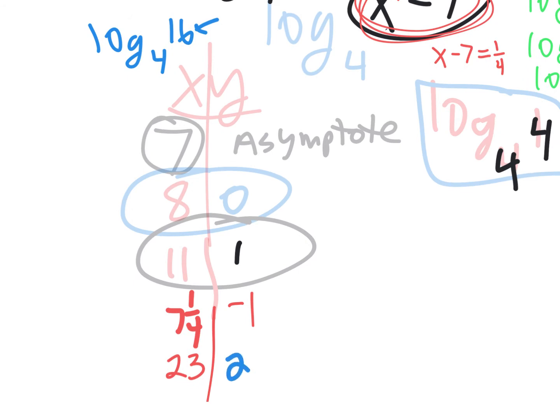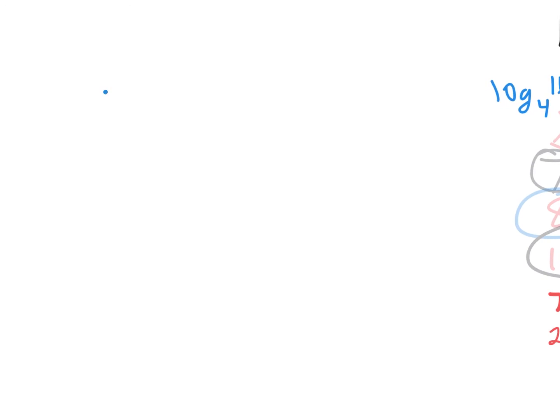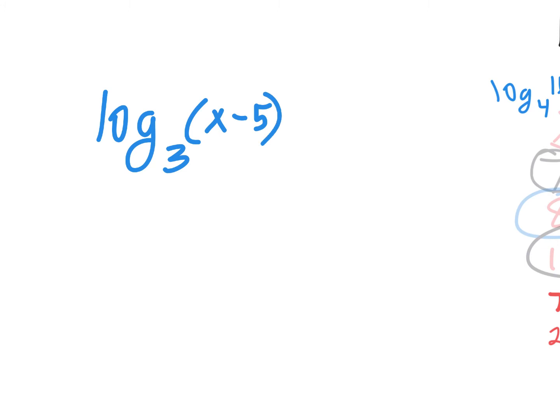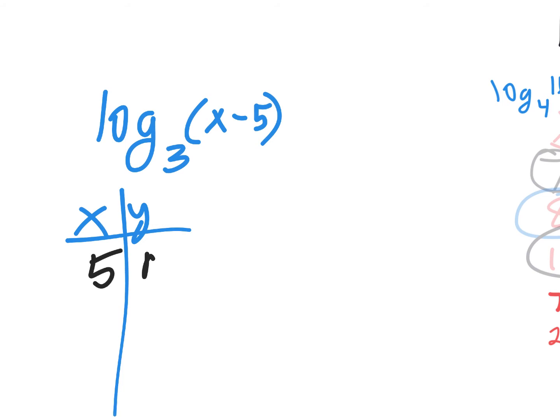All right, let me make sure you really caught that. This is going to happen all the time. You have log base 3 this time of x minus 5. I'd like you to figure out the asymptote and 3 points. Asymptote's already done. Liam, how do you find the asymptote? 5 gives you the asymptote. Why? Because it makes this part equal 0.